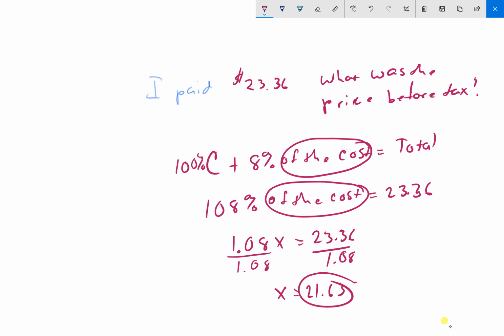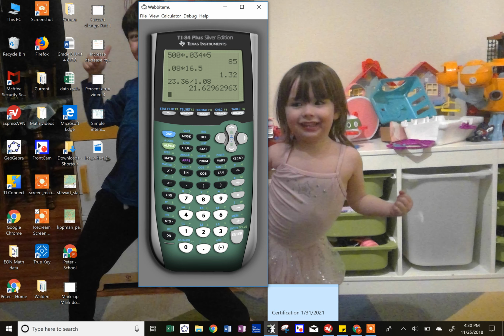And so if I wanted to find out how much tax I paid, I would just subtract 21.63 from $23.36. So my tax was $1.73. And I'm sure if you take 8% of that, you will get that. All right, tax and tip, super easy. Don't be a cheapskate. Do the right thing. Give them at least 20%.